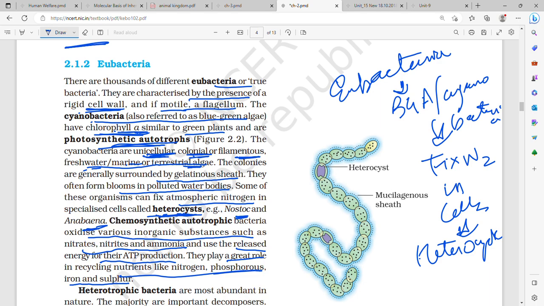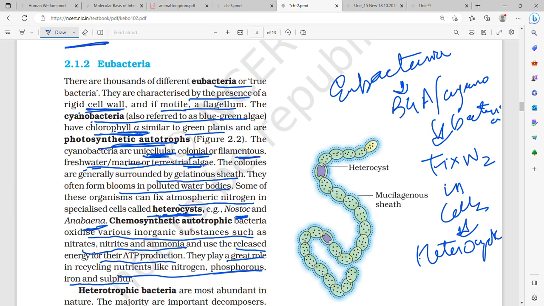So they are photosynthetic autotrophs. They are unicellular, colonial, or filamentous. They can be freshwater, marine, or terrestrial. Their colonies are surrounded by a gelatinous sheath, and they form blooms in polluted water bodies. Some of them can fix atmospheric nitrogen in specialized cells called heterocysts, and the examples are Nostoc and Anabaena.